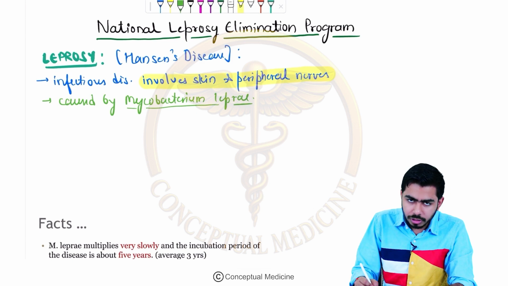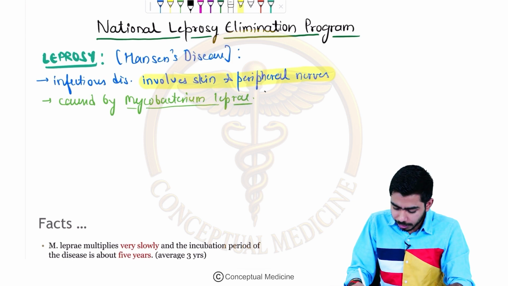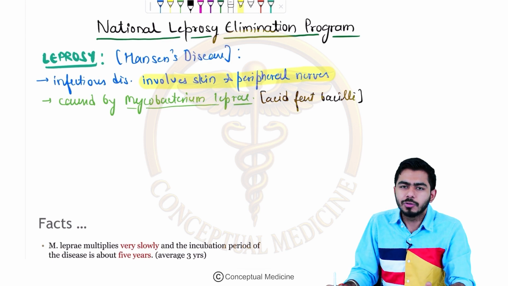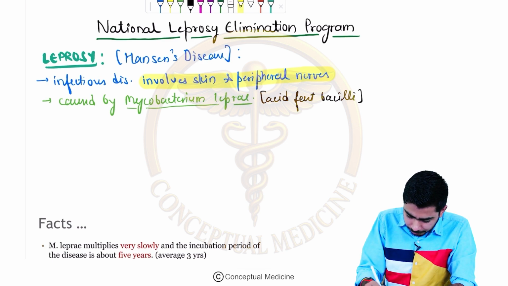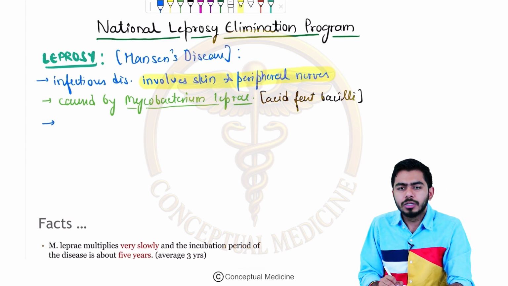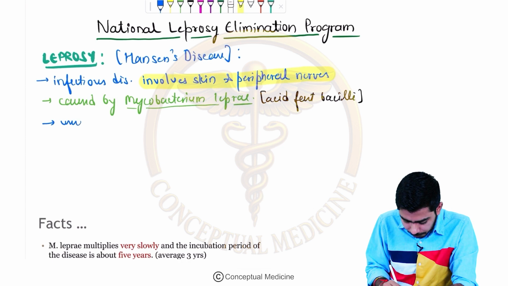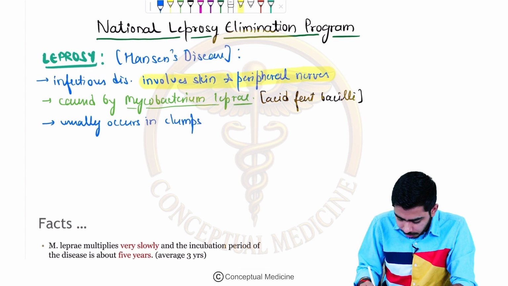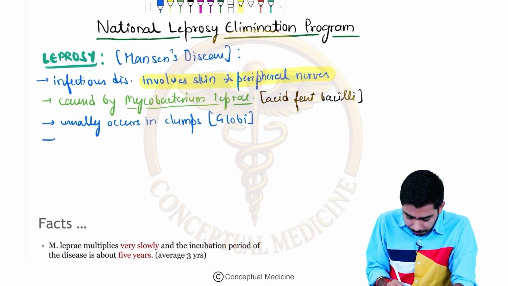In microbiology, guys, you must have studied that Mycobacterium leprae is an acid fast bacillus, just for your general knowledge, nothing else. It is a rod shaped acid fast bacillus, right? Next point, usually it occurs in clumps which are called globi, right? Just remember that.